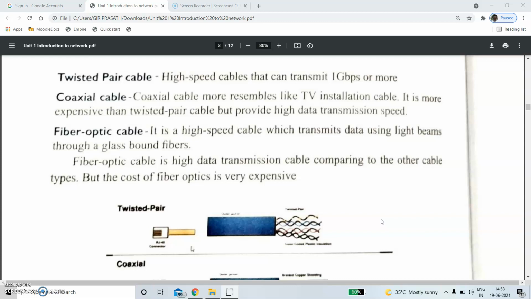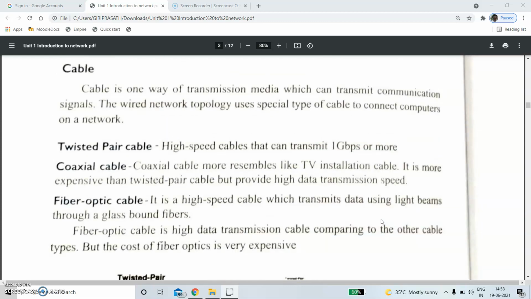In all other cables, information is transferred as signals, zeros and ones, electrical signals, whereas in fiber optic cables the data is transmitted as light beams through glass-bound fibers. Over the cable there is a material coated with glass as well as the fibers. Fiber optic cable is a high data transmission cable when compared to all other types of cable, which means it can transfer data very fast. The cost is also very expensive when compared to other types.